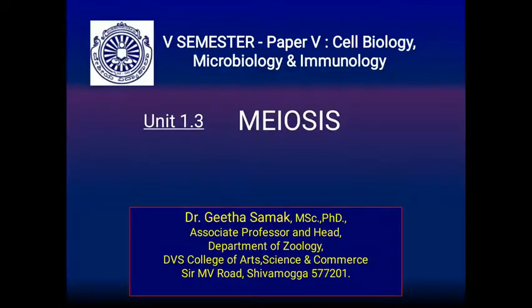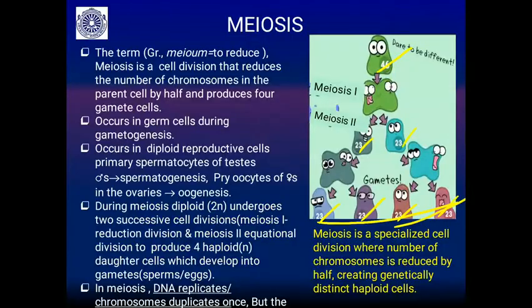Dear students, now I am going to discuss meiosis cell division. The term meiosis means to reduce. Meiosis is a cell division that reduces the number of chromosomes in the parent cell by half and produces 4 gametes or gamete cells. So, this cell division occurs in germ cells during gametogenesis.